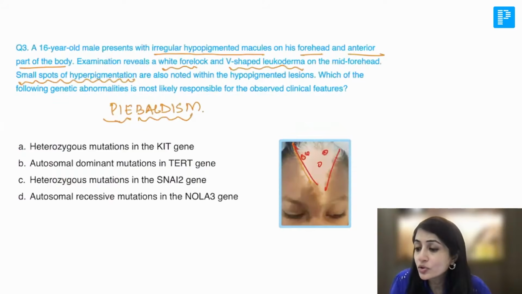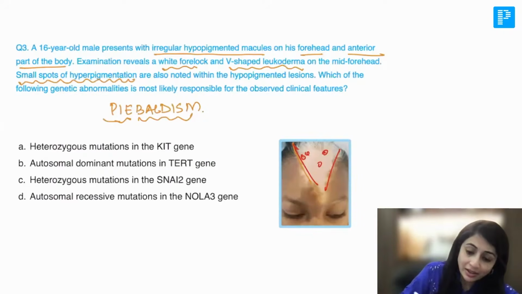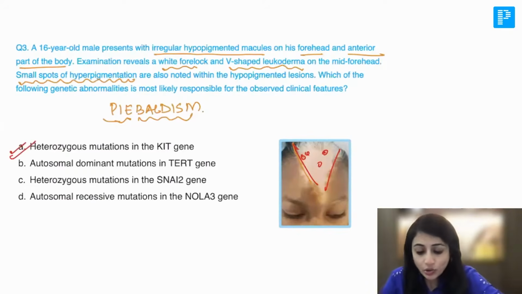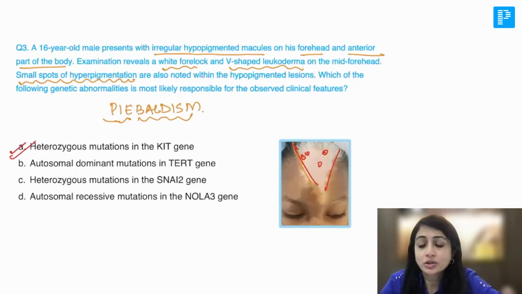Piebaldism is not Waardenburg syndrome. There is no other systemic feature which is mentioned here. So I will be talking about different features of Waardenburg and VKH syndrome, so we'll get back to it there. This piebaldism is because of mutations in the KIT gene. I guess you're getting it confused with the MITF gene because you're thinking of Waardenburg syndrome, but this is not there. This question and the description is only matching with piebaldism.